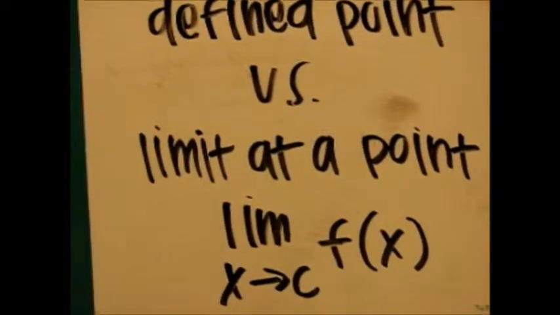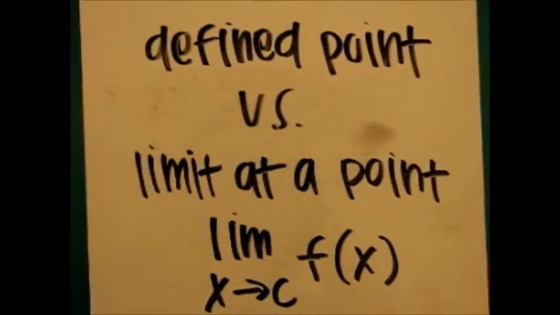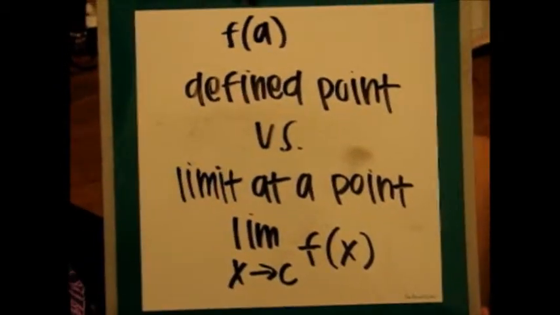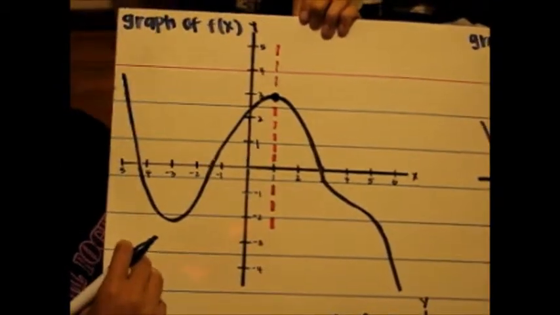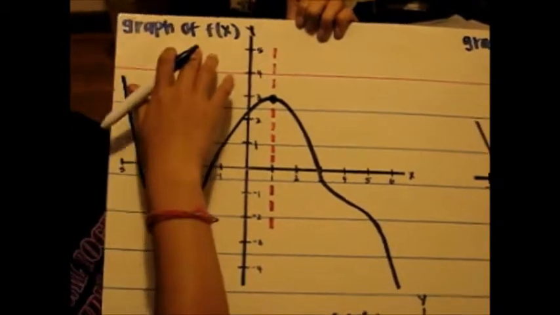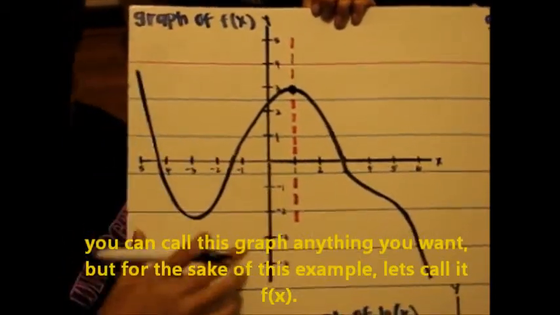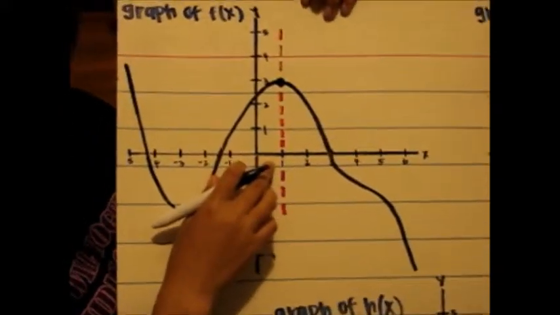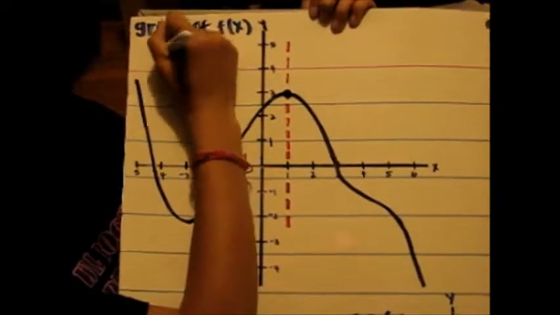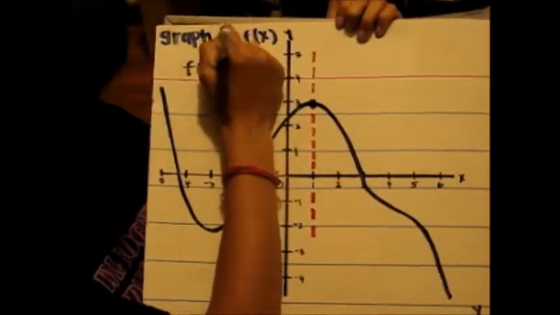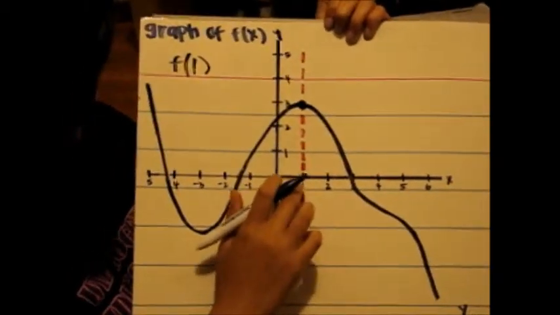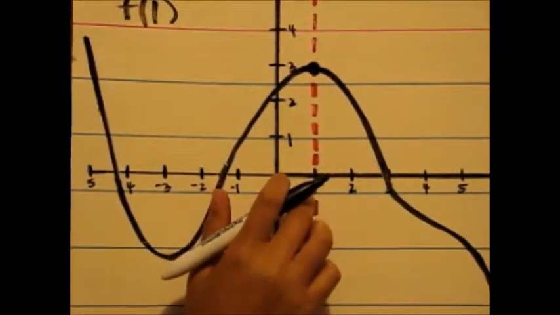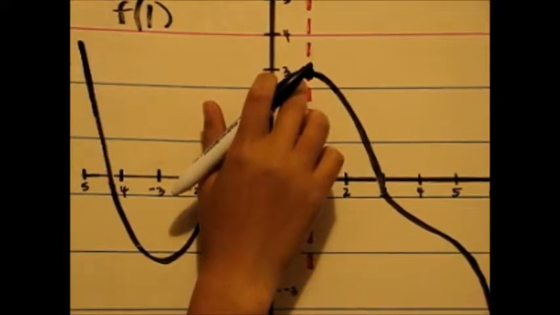And now I'm going to present to you guys 3 examples of the difference between a defined point and a limit at a point. Okay, so the first example is the graph of, let's call it f of x, where at the point f of 1, which is right here, the dotted line, you can tell that at f of 1, the defined point equals 3.